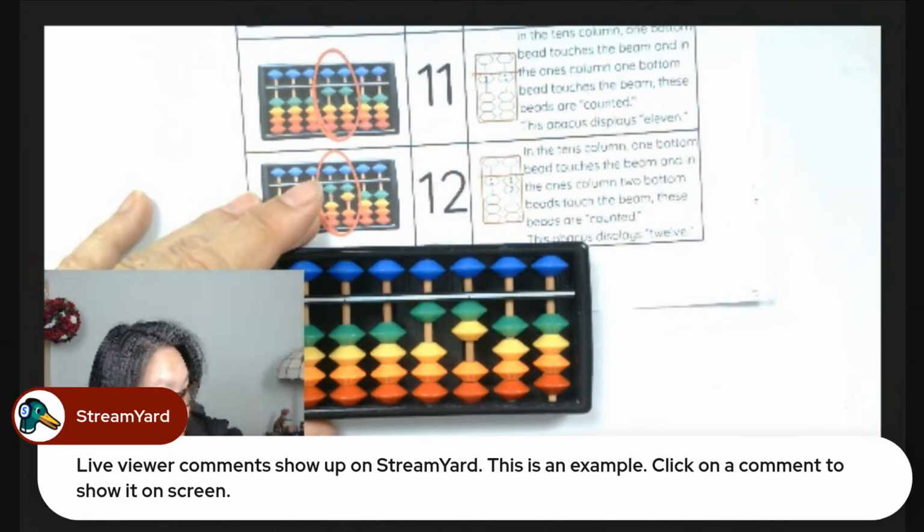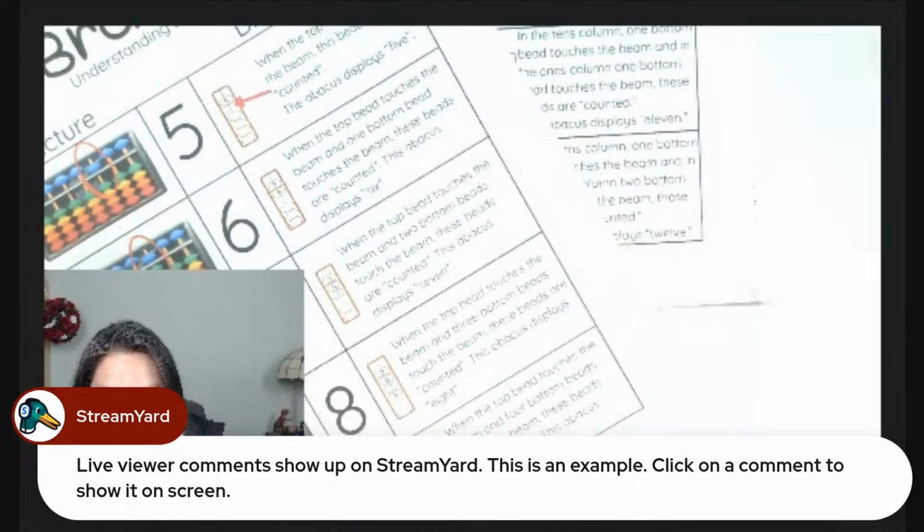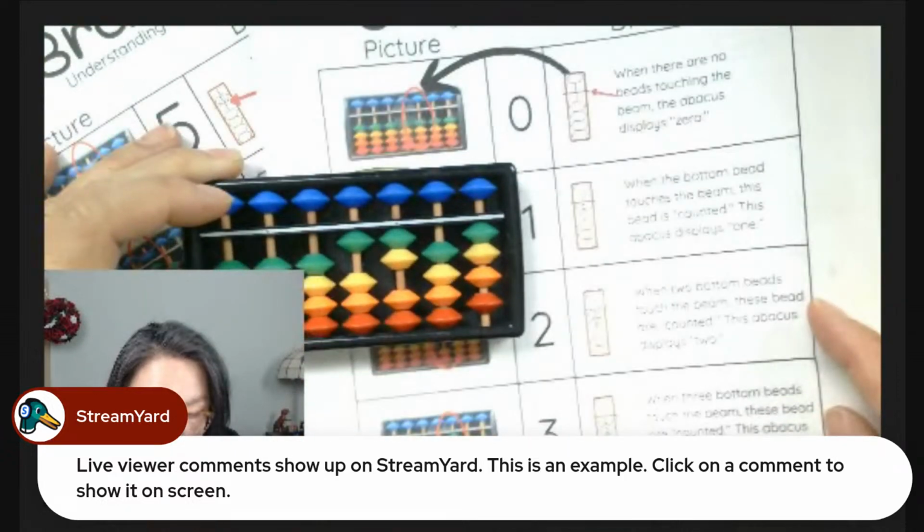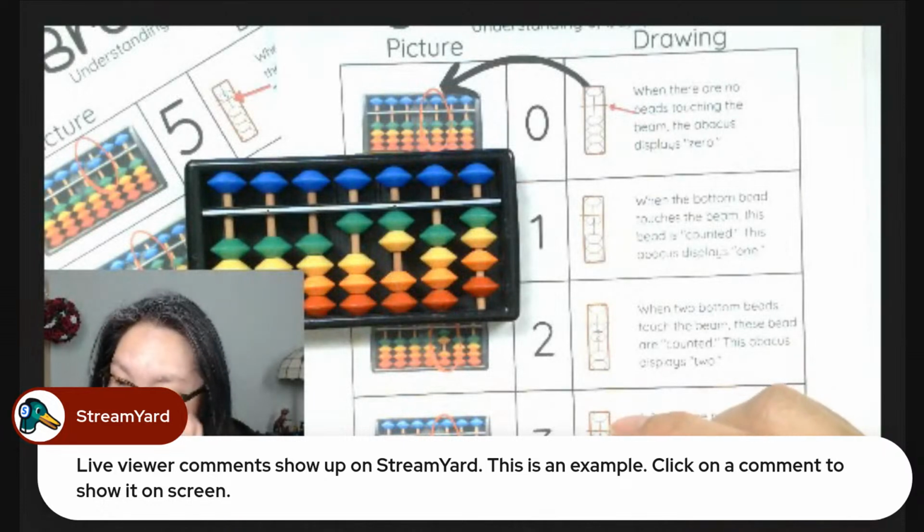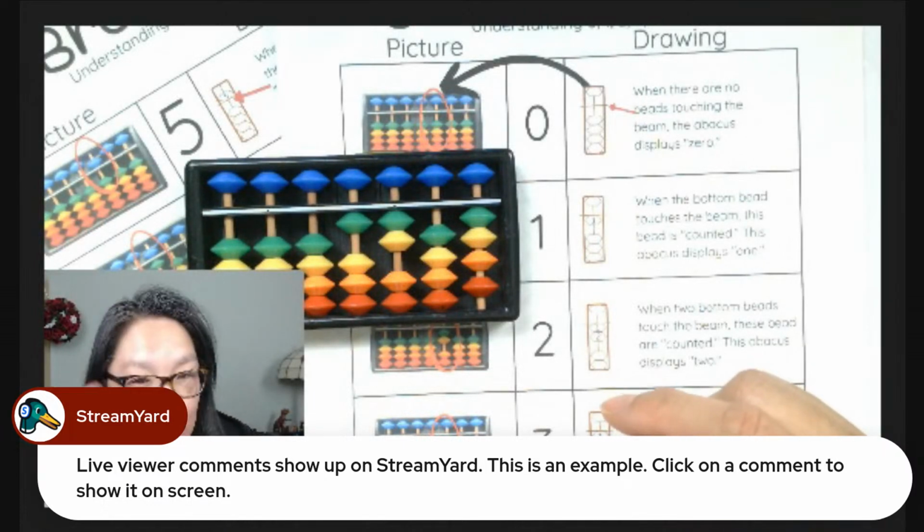So what we're doing is learning how to read the abacus. When we learn how to read the abacus, then we will learn how to add, subtract, multiply, and divide. It depends on how far we can get with multiplication and division.